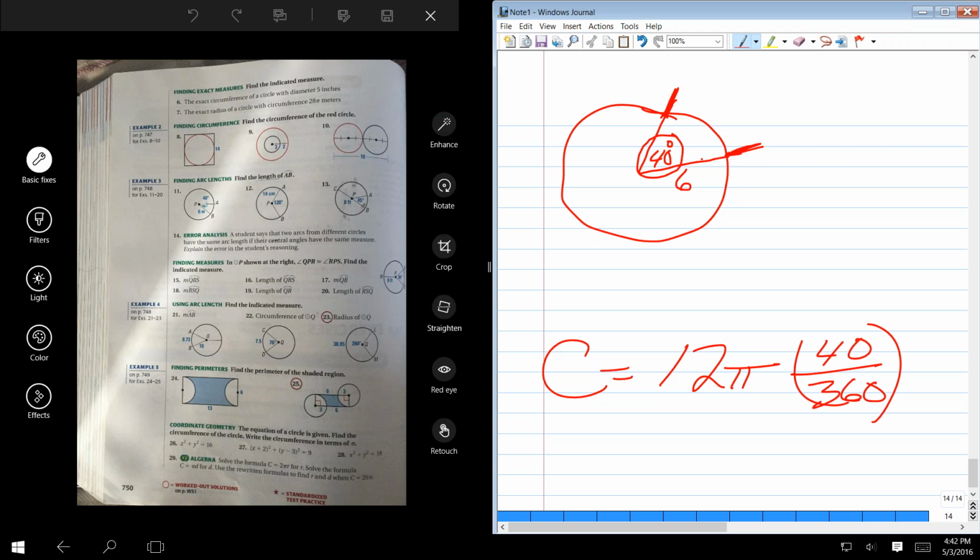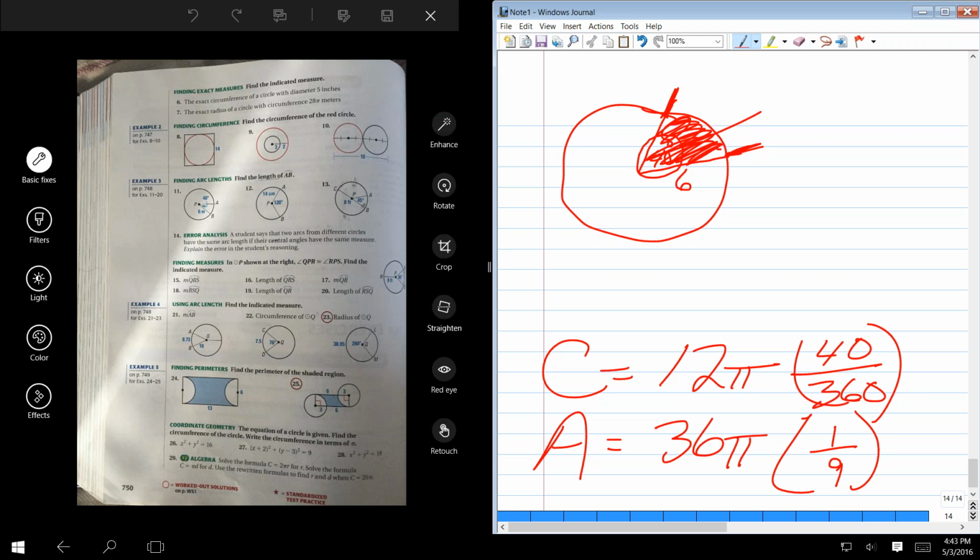And if it was an area question, let's say they said, what's the area of the circle? I'm going to do it very similarly, which is to say I'm going to find the area is 36 pi of the whole circle, but this sector represents only 1/9 of the circle. So I'm going to multiply it by 40 over 360, which is the same as 1/9. And that would be the area of that sector.